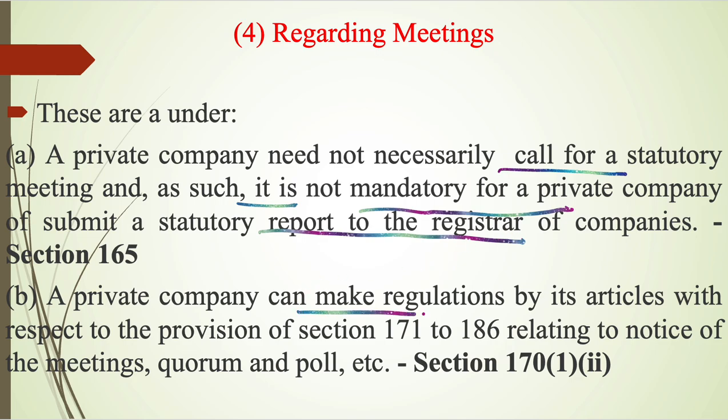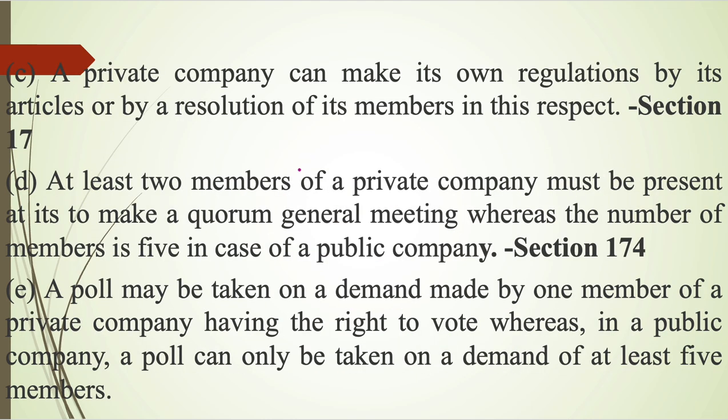A private company can make regulations by its articles with respect to the provisions of sections 171 to 186 relating to notice of meetings, quorum and poll, etc., which is defined under section 170. So regarding meetings, it is not necessary to call all statutory meetings. It is not mandatory for a private company to notify the Registrar of Companies. A private company can make its own regulations by its articles or by a resolution of its members in this respect, which is defined under section 17.